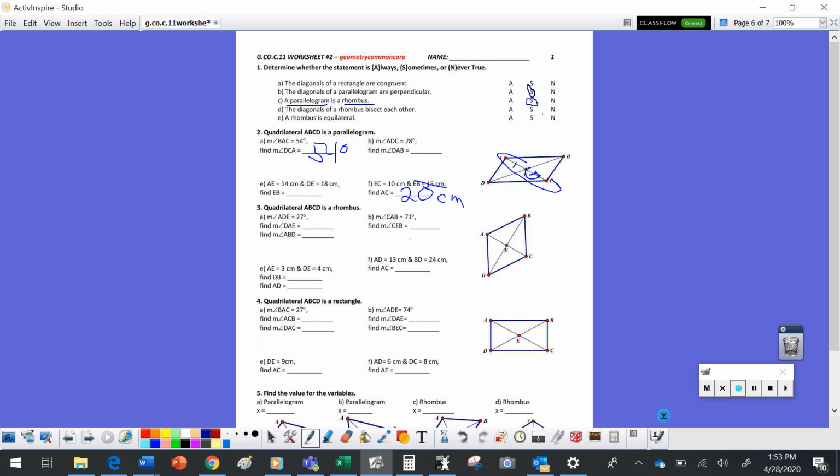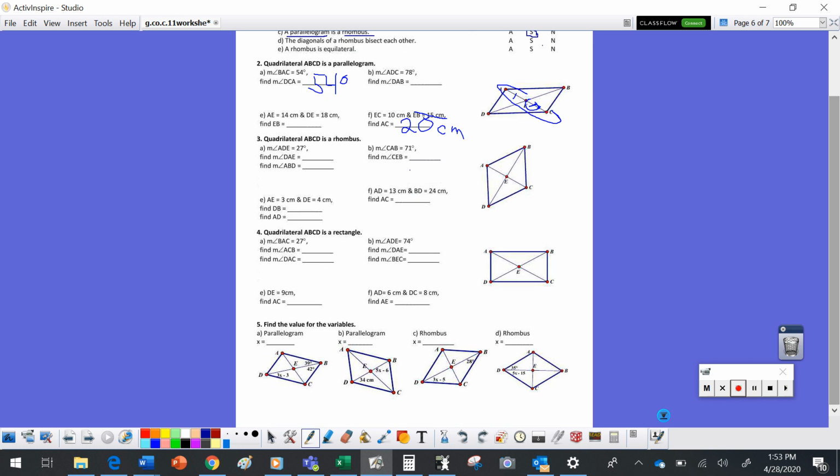Okay, I'll tell you what, let's come down here and take a look at number 4. On number 4, they tell us that this quadrilateral ABCD is a rectangle. Let's look at part F here. Part F says that AD is 6, BC is 8. They want us to find the length of segment AE. Just this part. Well, if I look at what they've given us, and we pay really close attention, they've given us this piece, and they want us to find this piece.